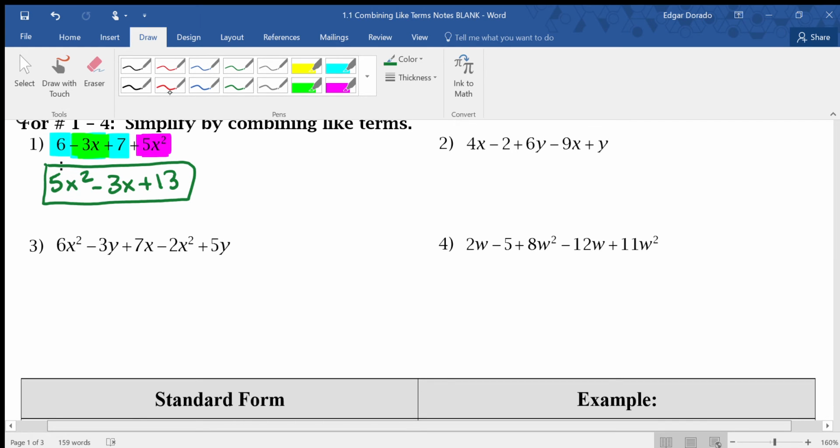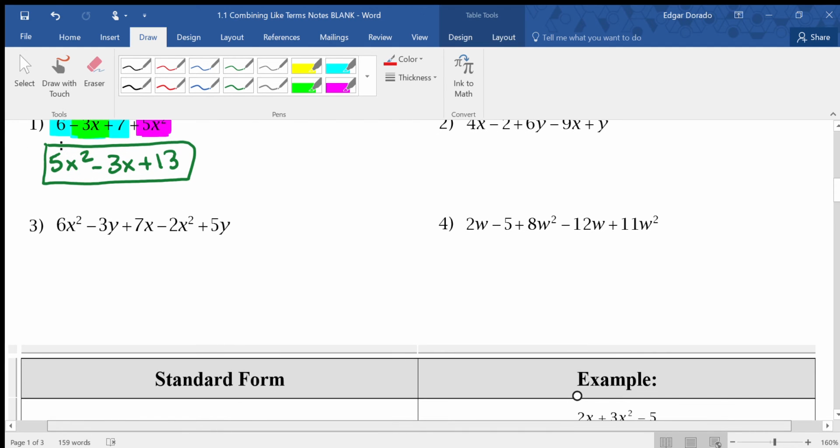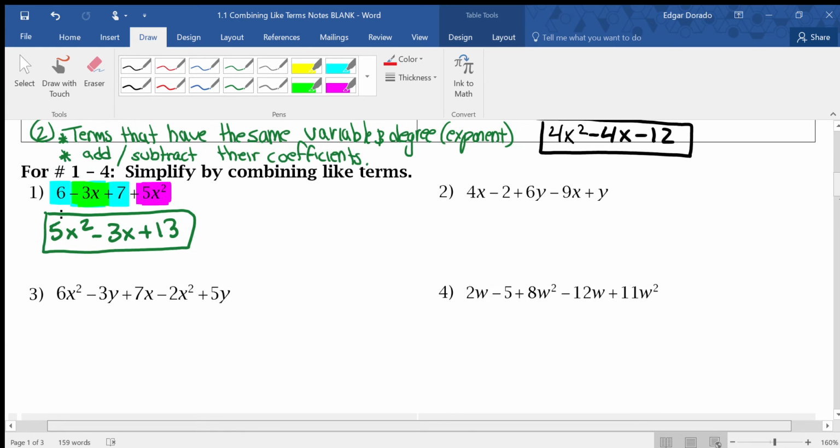All right, so I understand you guys might not have highlighters like I do, so I'm going to go ahead and show you how you can do it on your paper using just your pencil. Okay, so again, let's figure out some like terms here. So we have a 4x and a negative 9x, so just go ahead and underline it with one line. All right, so I'm going to go ahead and combine those. That gives me a negative 5x.